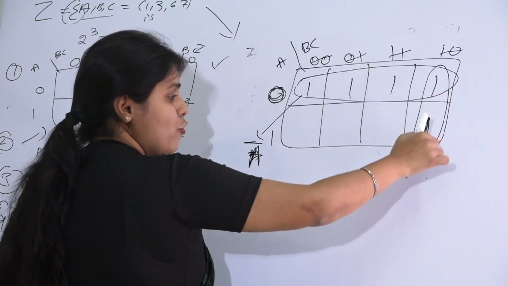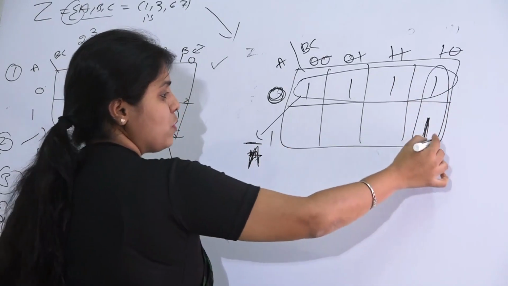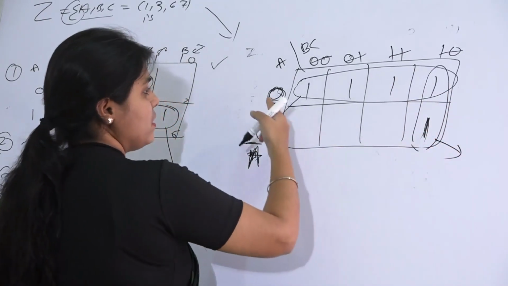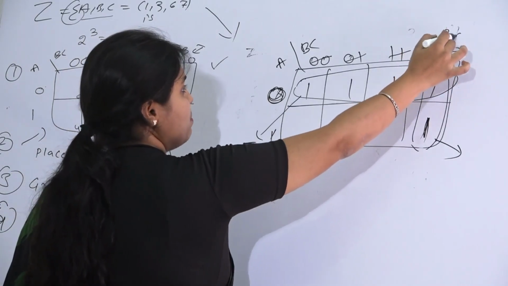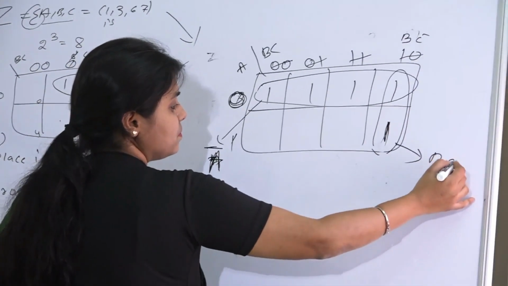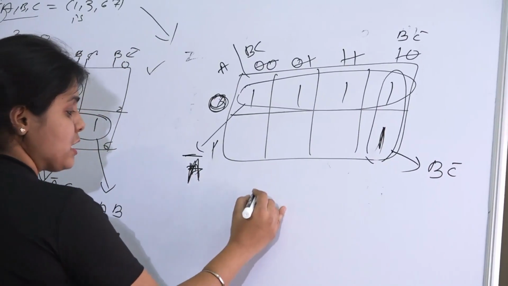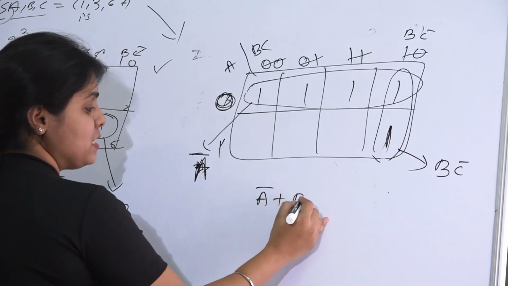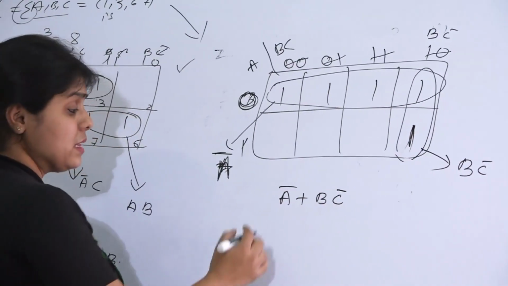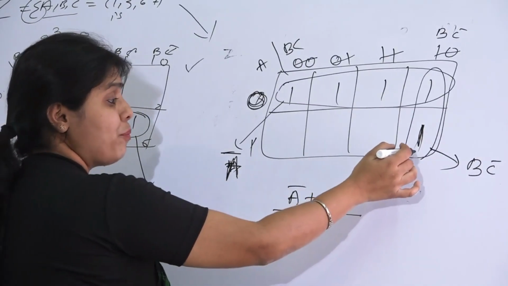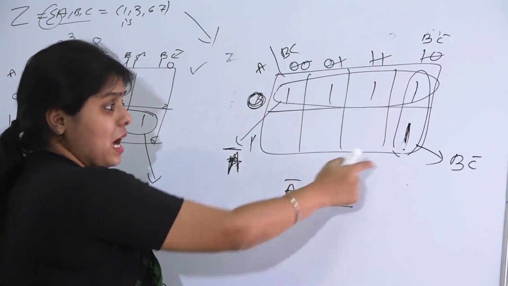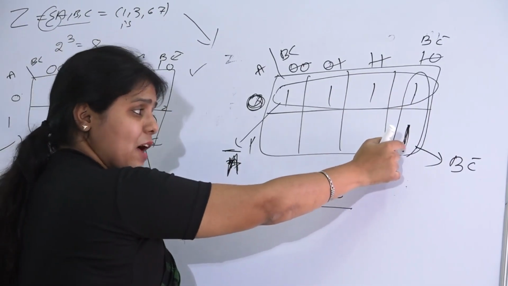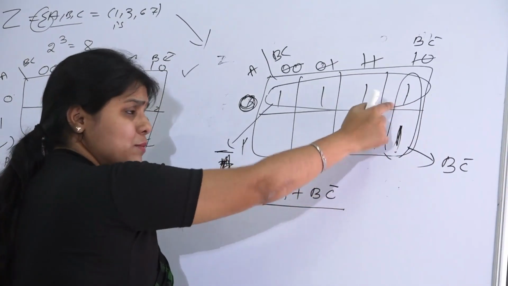Now when I go for this grouping, I am left out with this one. When I go for grouping of 2, what would be the expression? I have this 0 and this 1 gets cancelled. My output expression would be BC bar. Right? So the total expression would be A bar plus BC bar. This is because I have paired this one with this one. Even if it overlaps, I am having this as an empty one, hence I am doing this grouping.